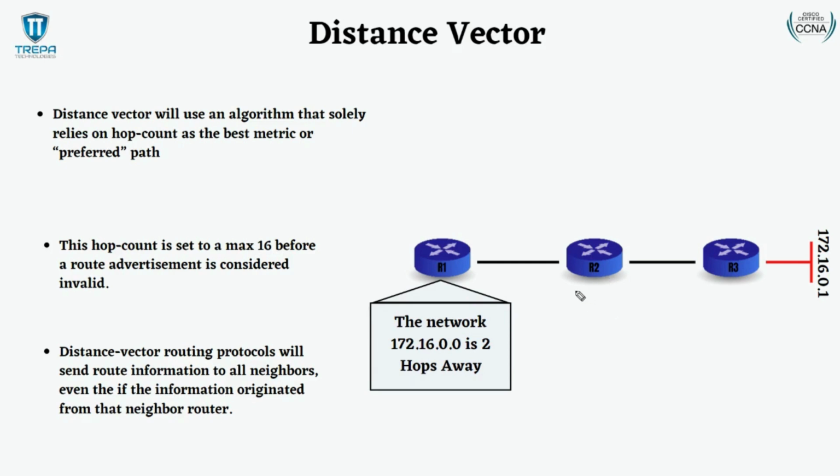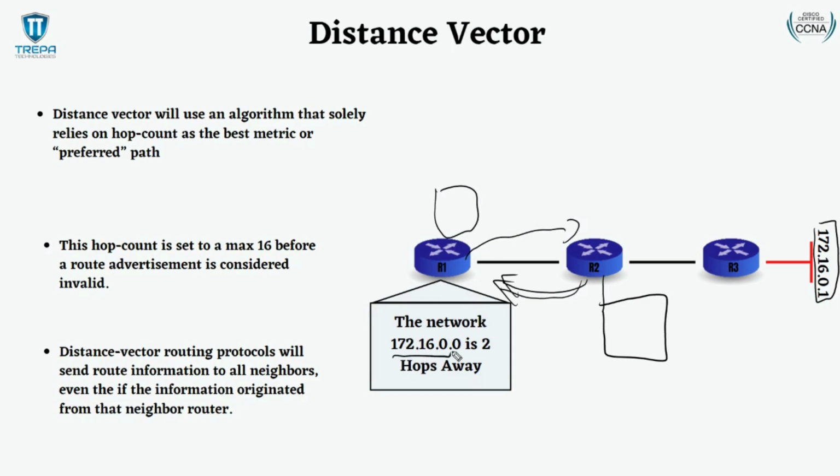Well, if we try advertising back out what we learned, let's say R3 sent this to R2. In R2's routing table we say, okay, 172.16.0.1 was learned about from R3. Hey, R1, we know about the 172.16 network. R1 puts that into its routing table and says, cool. Then it sends back to R2 what it knows about, and it tells R2 about the 172.16.0 network.